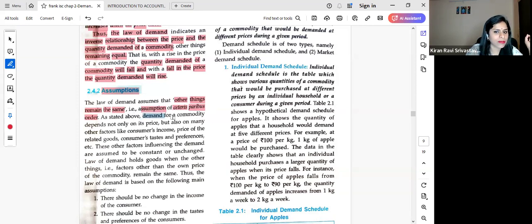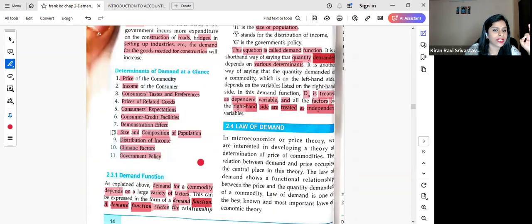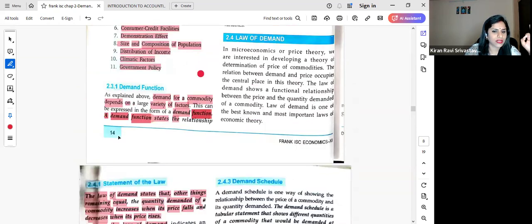As stated above, demand for a commodity depends not only on its price, but also on many other factors like consumers' income, price of related goods, consumer tastes and preferences, etc. Etc. means points 2 to 11. These factors influencing the demand are assumed to be constant or unchanged. All the points from 2 to 11 do not change. This is ceteris paribus. It does not change. Only the price changes. Okay.